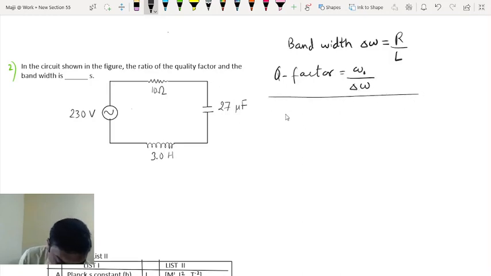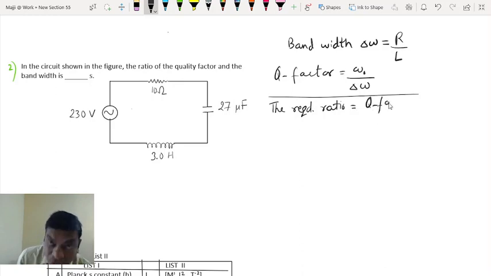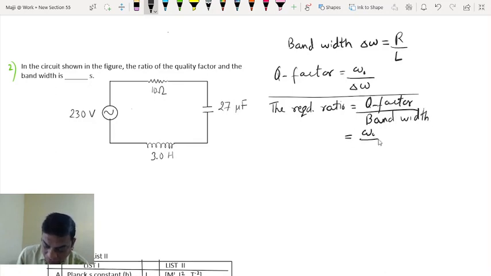Now, what is the ratio they are asking? The required ratio is Q factor divided by bandwidth. Is it? So Q factor is omega naught upon delta omega, and bandwidth is also delta omega. So you have this.